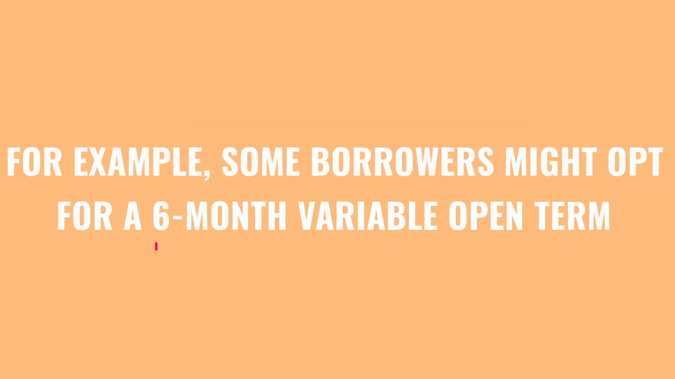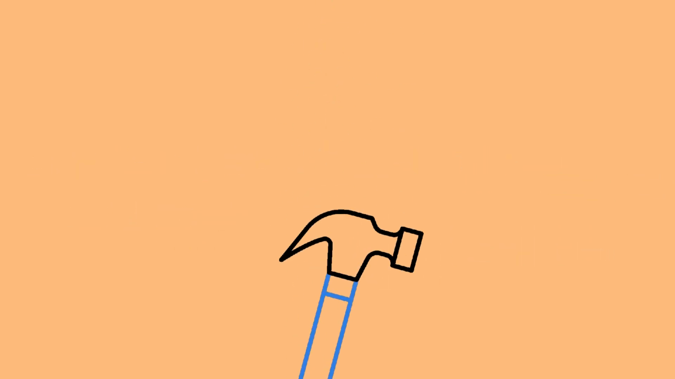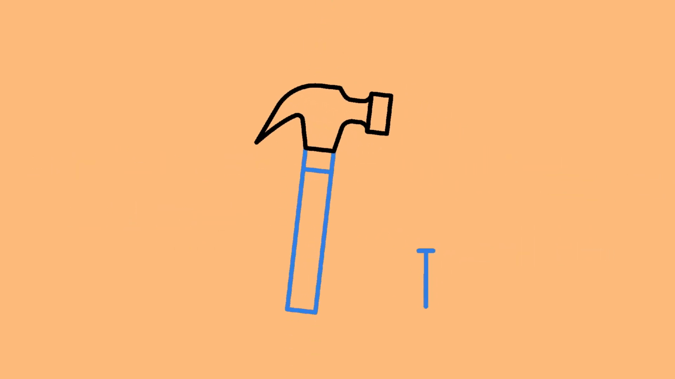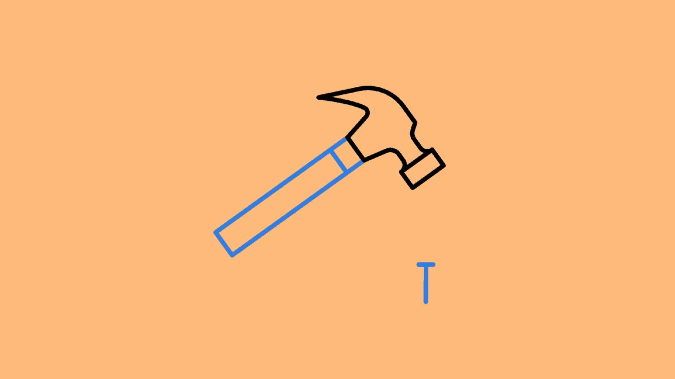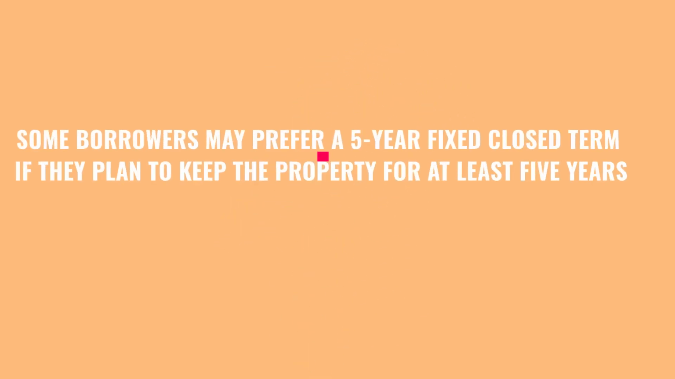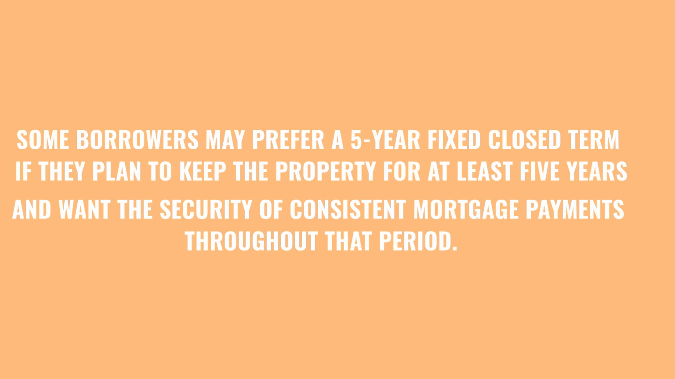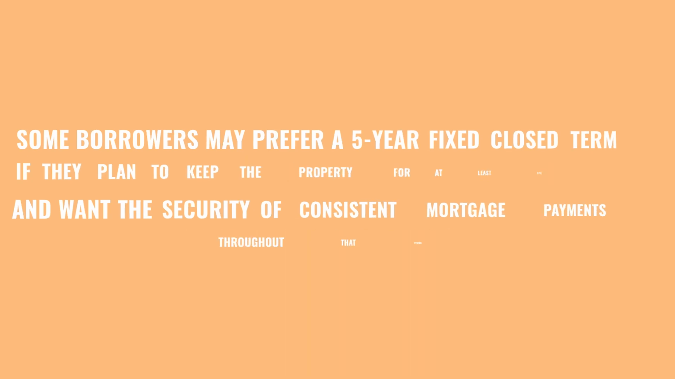For example, some borrowers might opt for a 6-month variable open term if they are planning renovations and intend to sell the property in the near future. On the other hand, some borrowers may prefer a 5-year fixed closed term if they plan to keep the property for at least 5 years and want the security of consistent mortgage payments throughout that period. When the term ends, they'll have the chance to renew and choose a term that best fits their needs at that time.